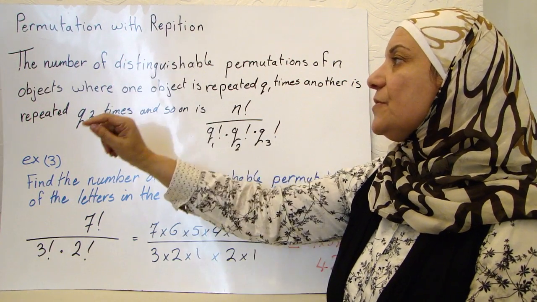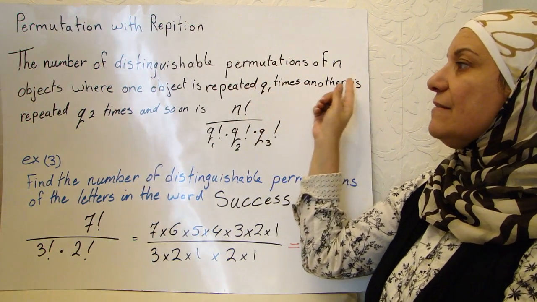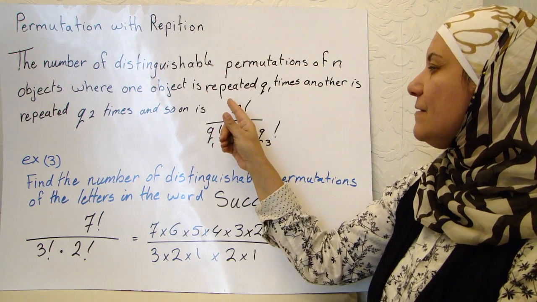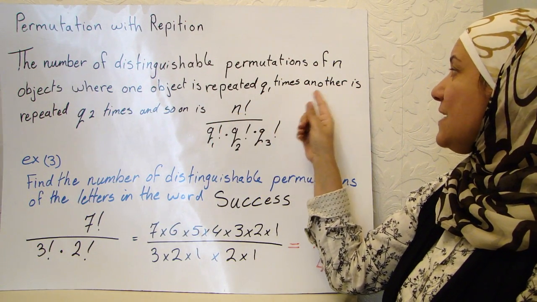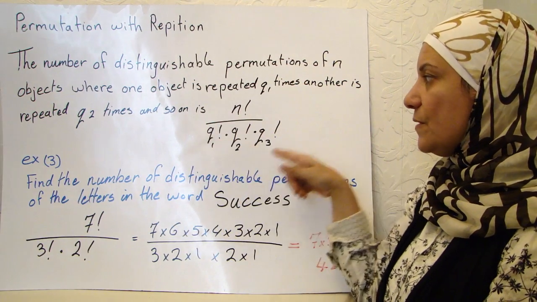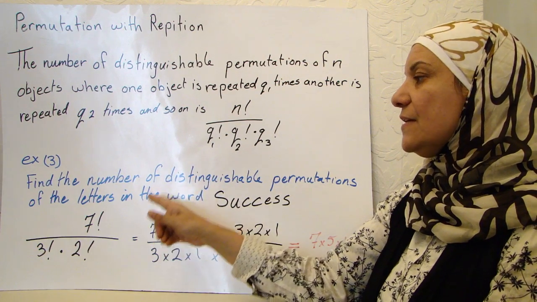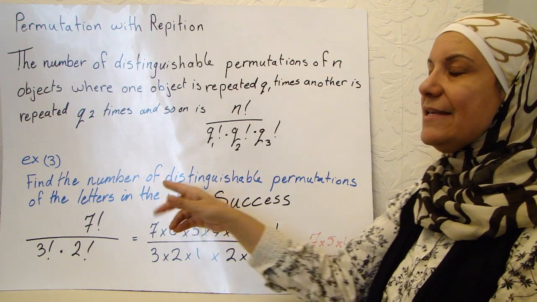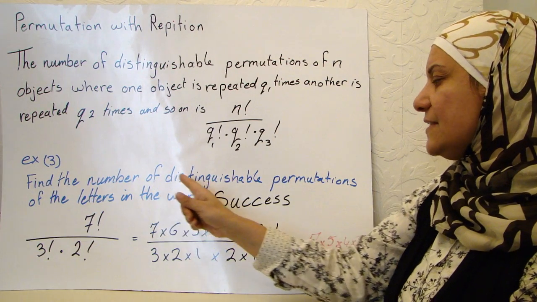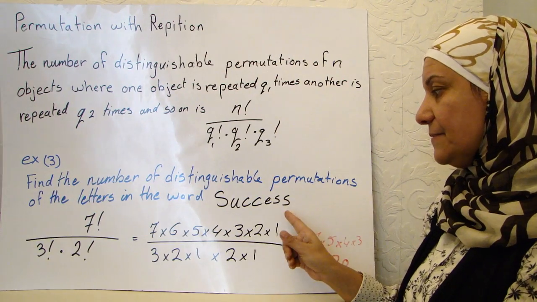Permutation with repetition. The number of distinguishable permutations of n objects where one object is repeated q1 times, another is repeated q2 times, and so on. This is a rule. This rule is very obvious when you use it with letters in a certain word. For example, find the number of distinguishable permutations of the letters in the word success.